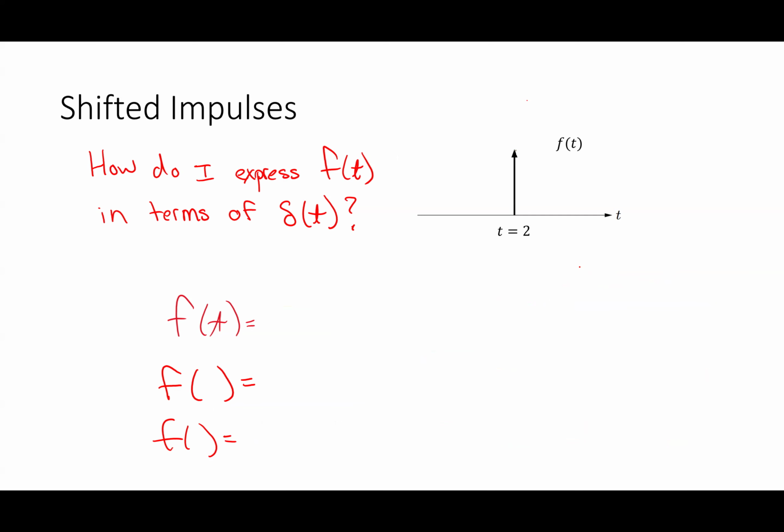Just to make sure you understand the concept of shifting, here I'm saying this impulse exists at t equal to 2. If it's at t equal to 2, how do I write this in terms of delta? Yeah, t minus 2. So I would say f of t is equal to delta of t minus 2. You can always check that by asking what happens if I put in t equal to 2. This becomes delta of 0, so it should make sense what I'm doing.